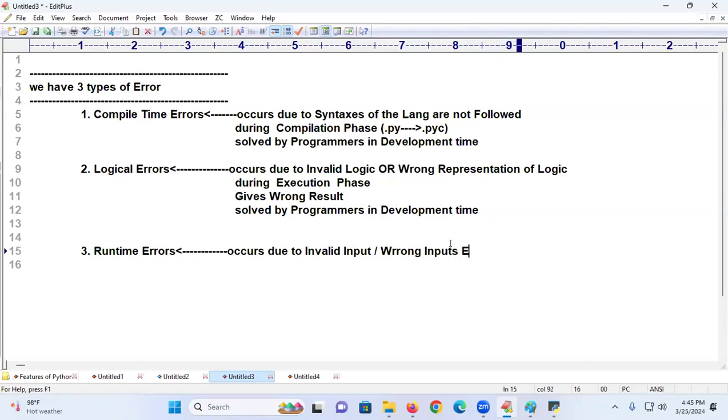Wrong inputs entered by what? End user. End user means what? A user who is working on an app. Suppose you take an ATM. Are we taking our card and entering the ATM center or not? So we are called what? End user. Correct or not?